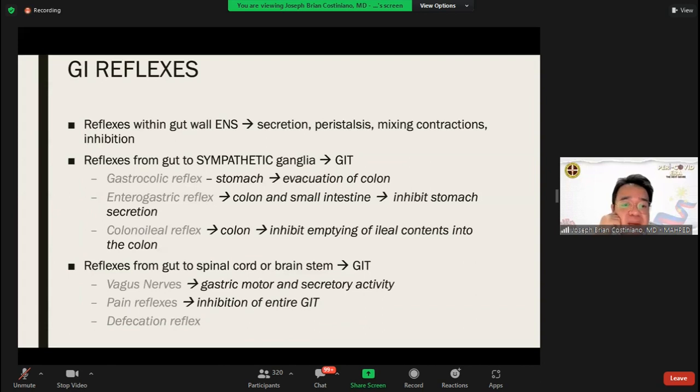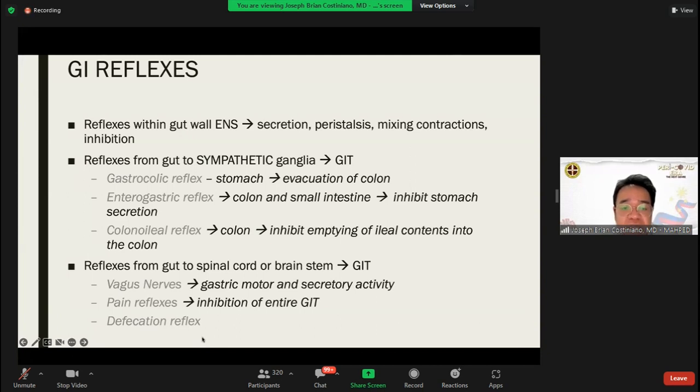GI reflexes, marami tayo, yung gastrocolic, stomach, evacuation of colon, enterogastric, colon and small intestine, puno pa, inhibit stomach secretion. Colono-ileal, colon, it will inhibit the emptying of ileal contents into the colon. Okay? Now, reflexes from the gut to spinal cord or brainstem going into the GIT. So, vagus nerve, gastric, motor, and secretory activity increased. Vagus siya eh, so parasympathetic, di ba? And then pain reflexes, inhibition of your entire GIT.